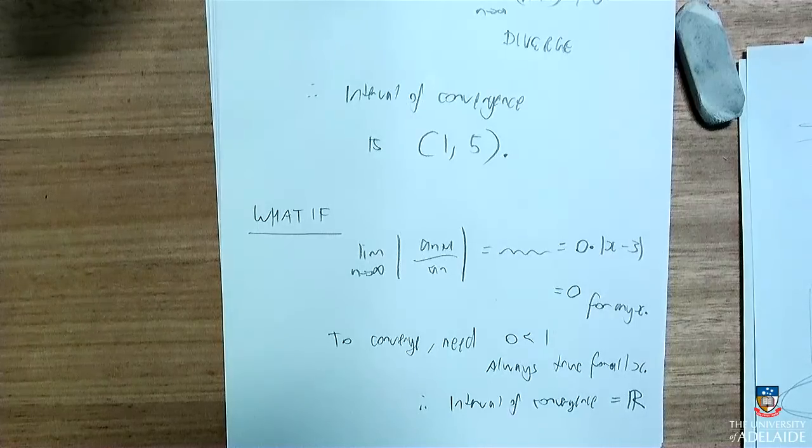So this is the one time when you get less working. If you've got some factorials on the bottom, this will generally happen. If you get to 0, regardless of any x, then it always converges, and the interval of convergence is the entire real line. And you can just stop.